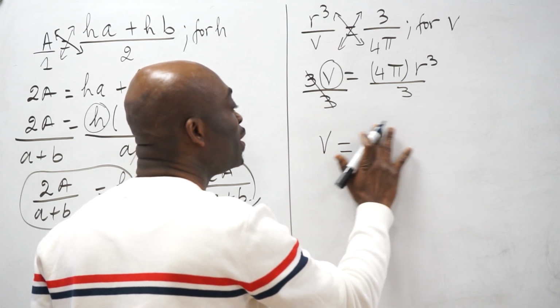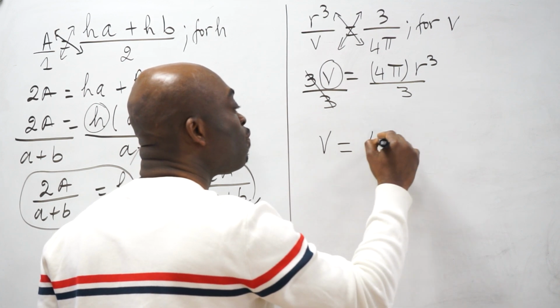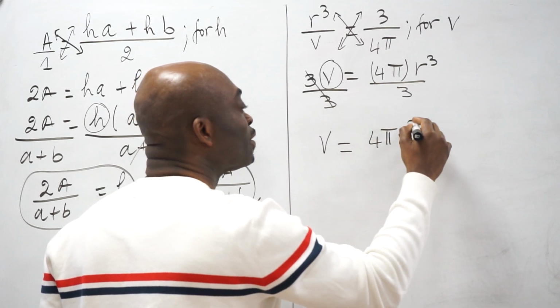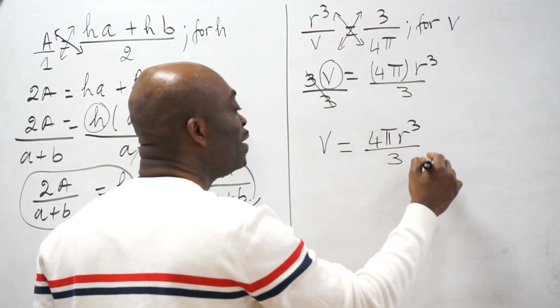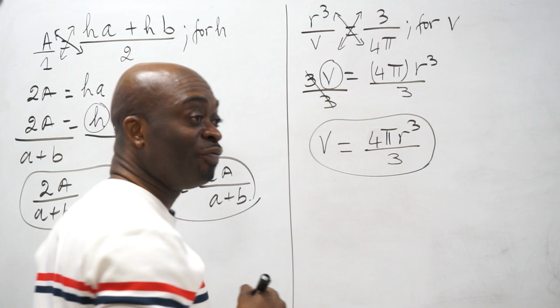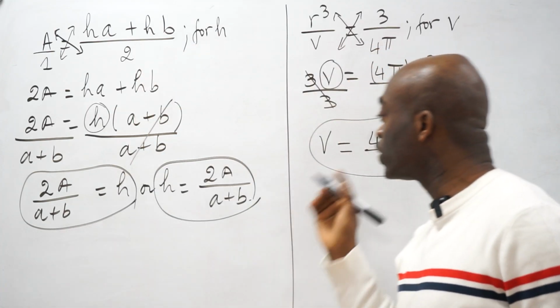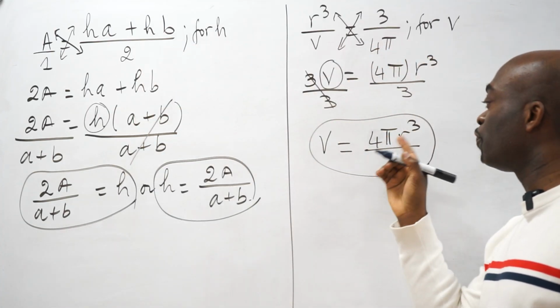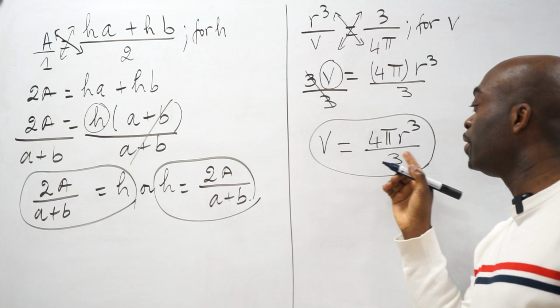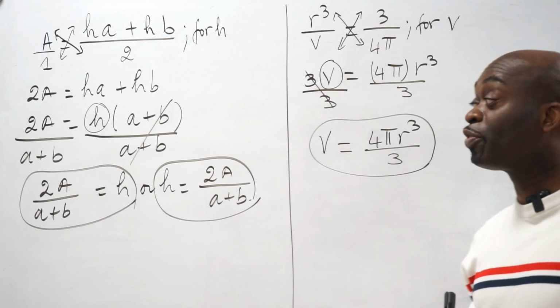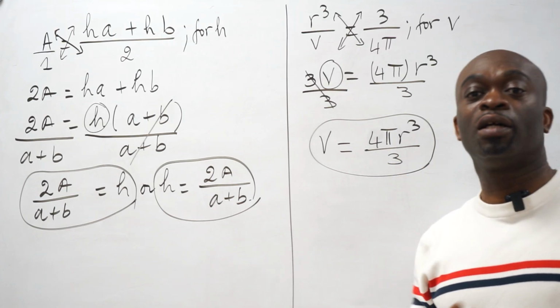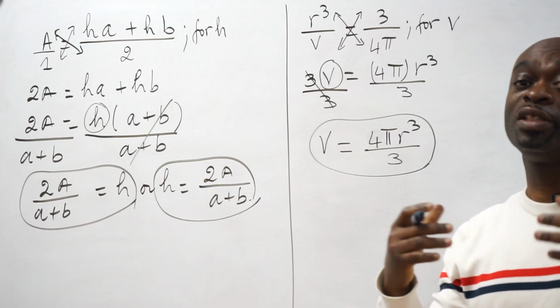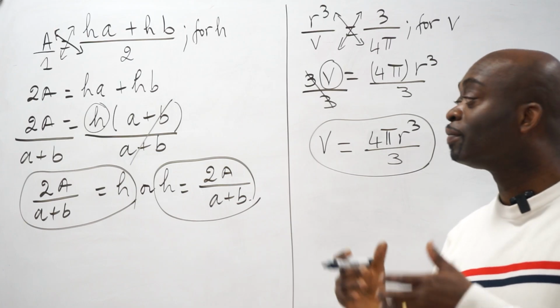So we divide, and then we have v equals 4 pi r to the third over 3, and you are all finished with that one as well. So we have v equals 4 pi r cubed divided by 3, and then we're done. You guys can see, a lot of times these problems may look difficult, but at the end of the day, it's not.